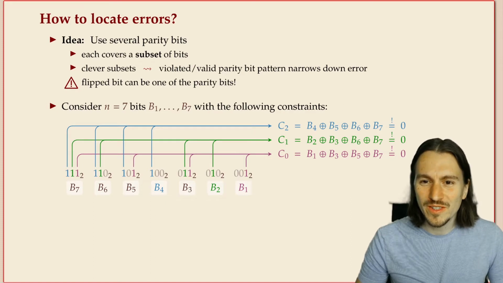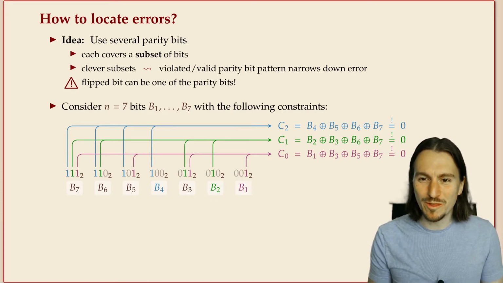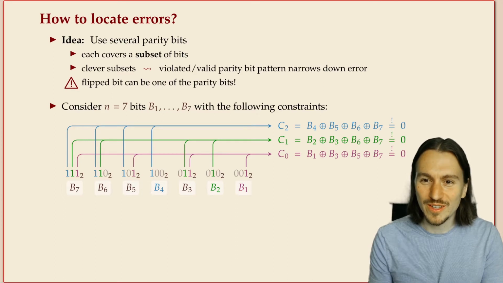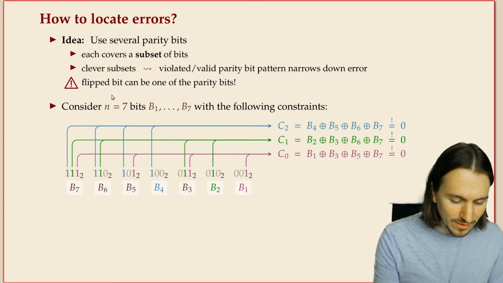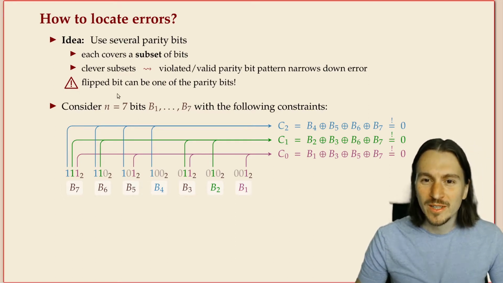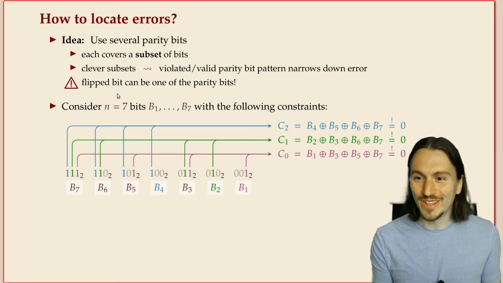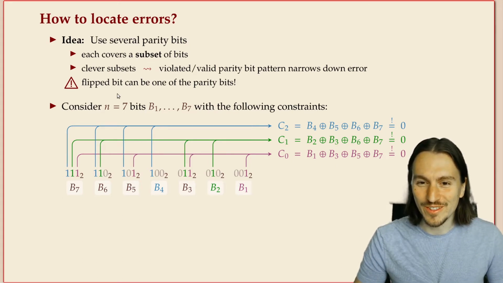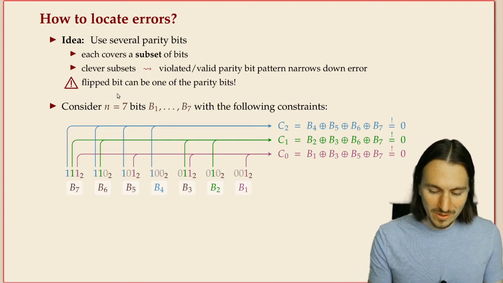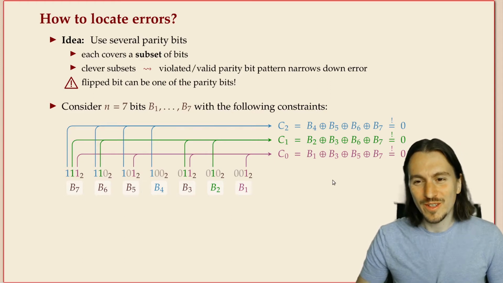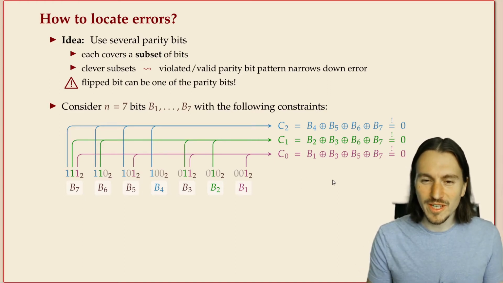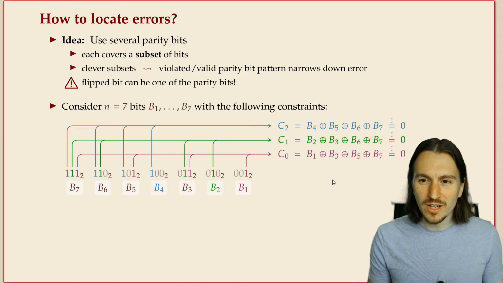But it turns out this is entirely possible with the following setup. I'll go through this in a second. I just want to point out this one here. We cannot rely on the bit flip to occur in the data bits. It can also be one of the parity bits, and we have to cope with that just as well. So without further ado, and without motivating this much more, here is essentially the solution.